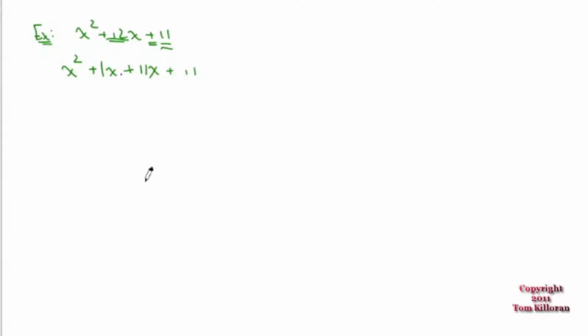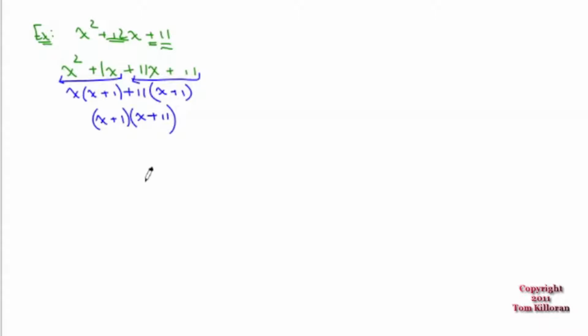Group and factor. GCF of the first two? X. Left behind is? X plus 1. GCF of the second two? Plus 11. Make sure you get that operation in there. And left behind is? X plus 1. And then you can kick out x plus 1 and leave behind x plus 11.